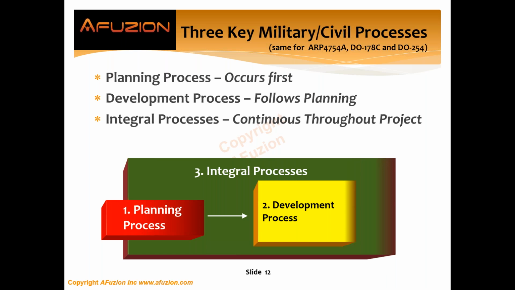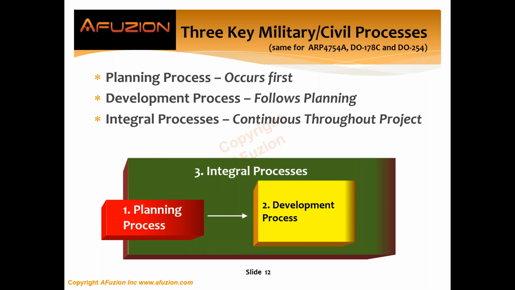So the way we show this picture is first comes planning, second development, then in the background is continuous integral processes. The planning process is red because truly it's the most important. Development, warning, danger. But the third process, the integral process, is larger than the other. Integral processes: configuration management, quality assurance, verification, validation, certification liaison.